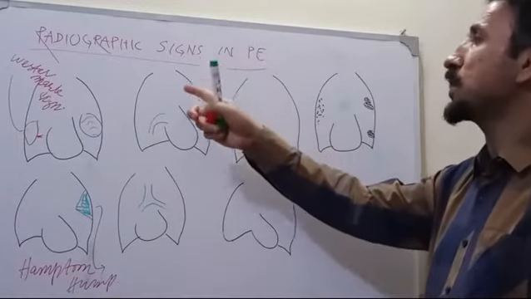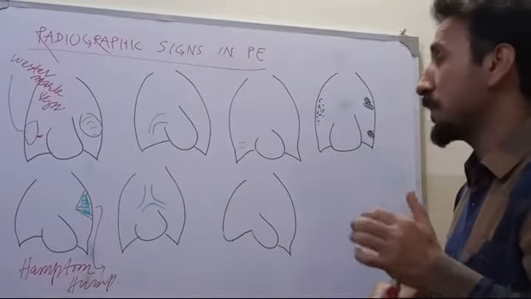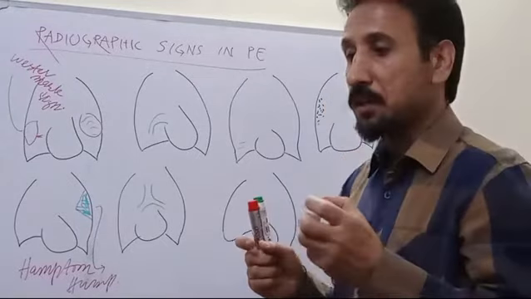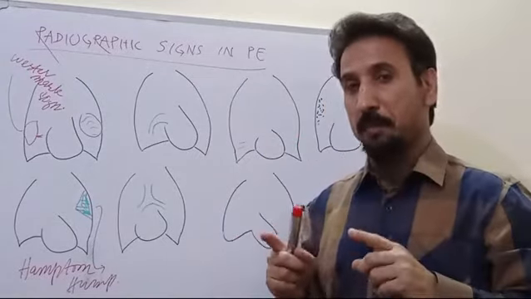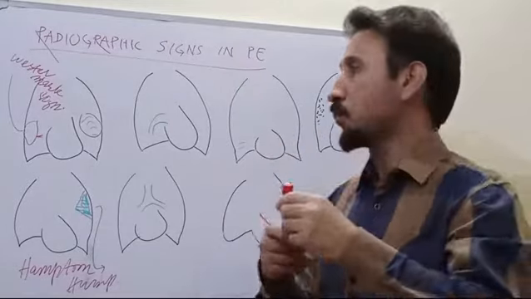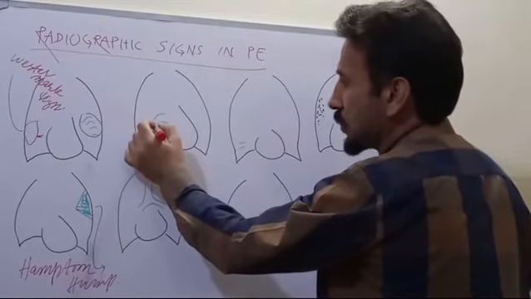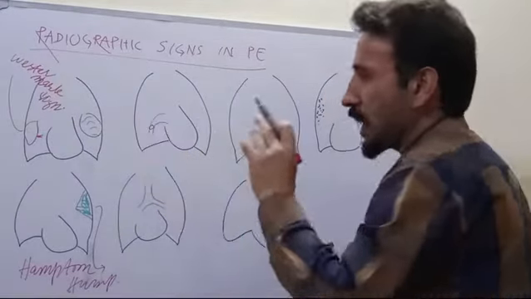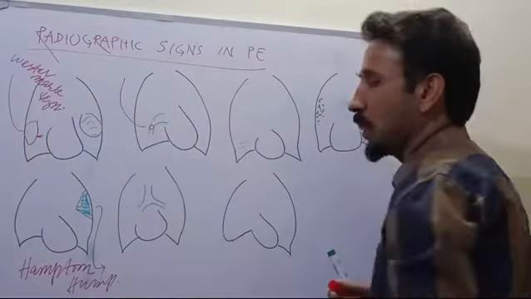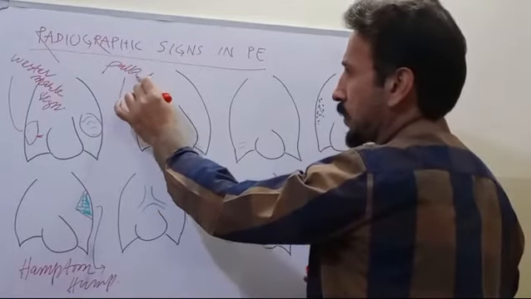The third abnormality which can be appreciable in patients of acute pulmonary embolism is the dilatation of the right descending pulmonary artery. Remember, the dilatation of the right descending pulmonary artery. This is dilated in acute pulmonary embolism, which is called the Palla sign.